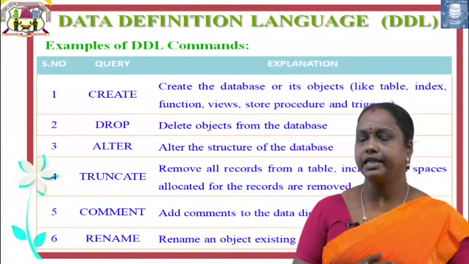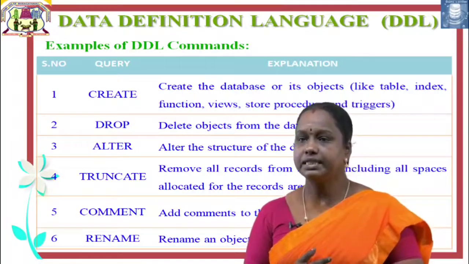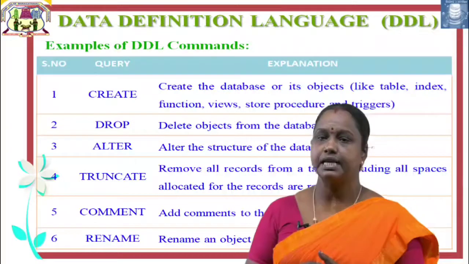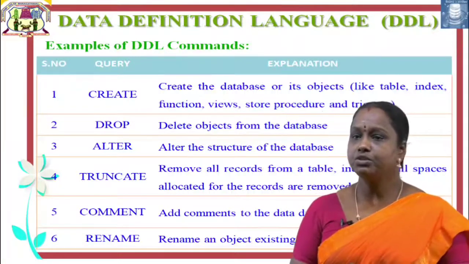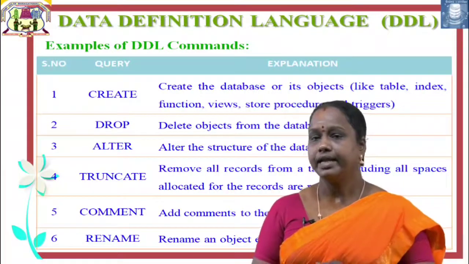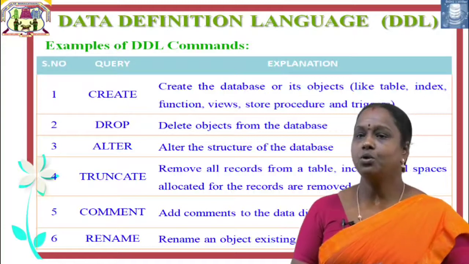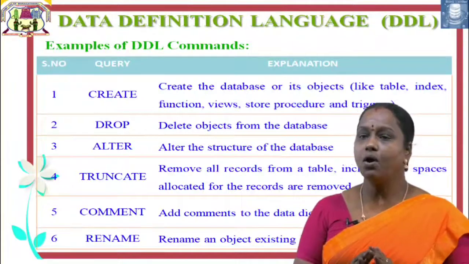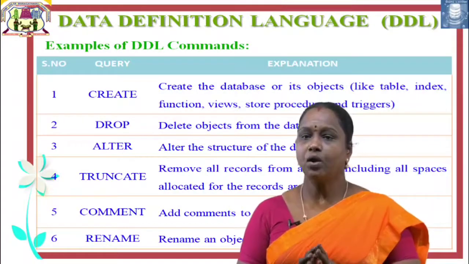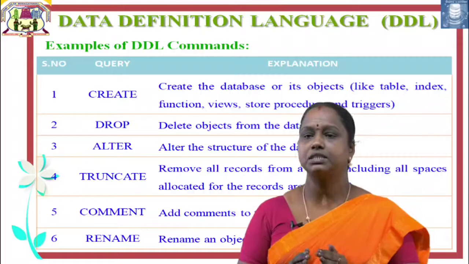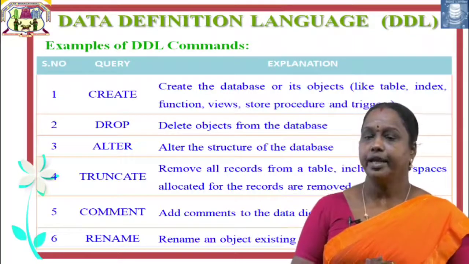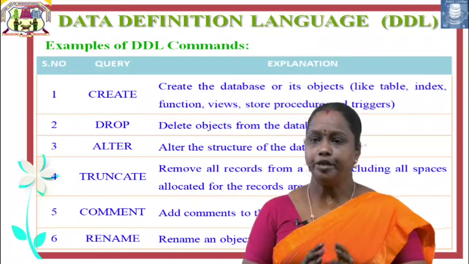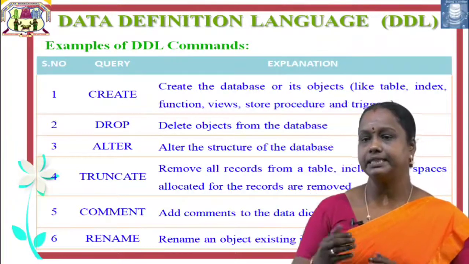Some of the examples of DDL commands, these are all the queries and then explanation. First one is create. Create is used to create the database or its objects like table, index, function, view, stored procedure and triggers. And second one is drop. Drop is used to delete objects from the database. Third one is alter. It is used to alter the structure of the database. And fourth one is truncate. It is used to remove all records from a table, including all spaces allocated for the records. Fifth one is comment. It is used to add comments to the data dictionary. And sixth one is rename. It is used to rename an object existing in the database.